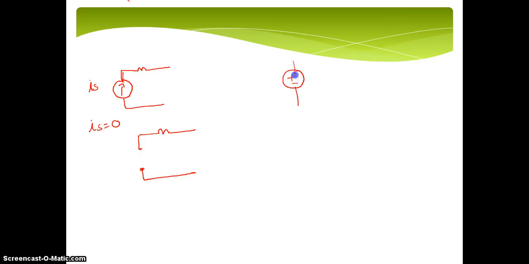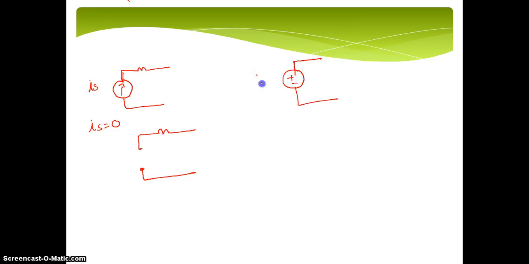Suppose you have a current source in a circuit and you want to make this current source inactive, equal to 0. That means I should get current equal to 0, which happens only with an open circuit. So this will be represented by an open circuit. We make a current source inactive, or equal to 0, by opening it.